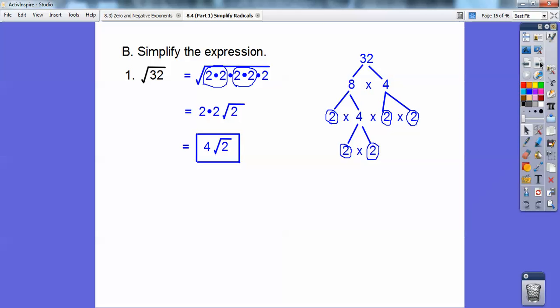Then I need 2 of a kind on the inside that brings 1 out, so this pair right here brings this 2 out. This pair right here brings this 2 out, so I'll go ahead and multiply those, and you get 4 root 2 as your final answer.